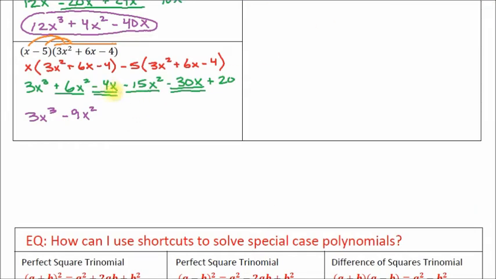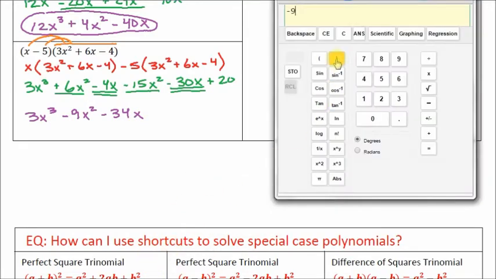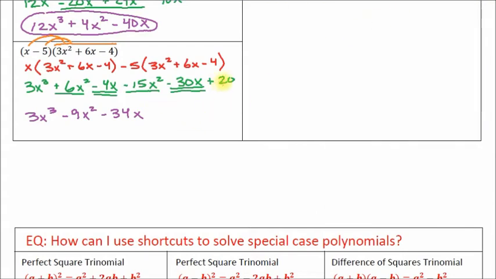Now we're going to combine the x terms. We got negative 4 minus 30. That is negative 34x. Again, don't guess if you struggle with negative numbers. To put in the original negative 4, you got to use your plus minus key. So negative, let's clear our previous answer. We got negative 4 minus 30 equals negative 34. So that's good. And then our final term, which can't be combined, is our constant, which is 20.